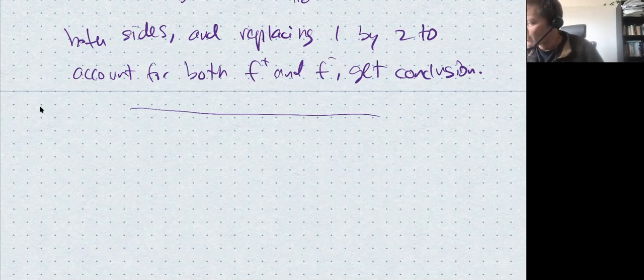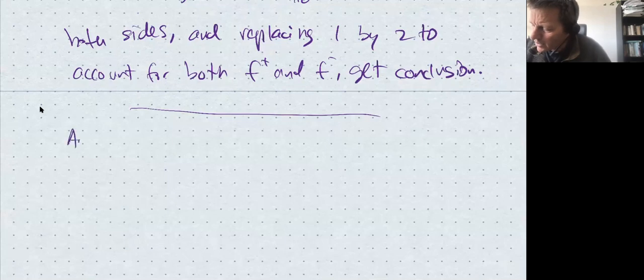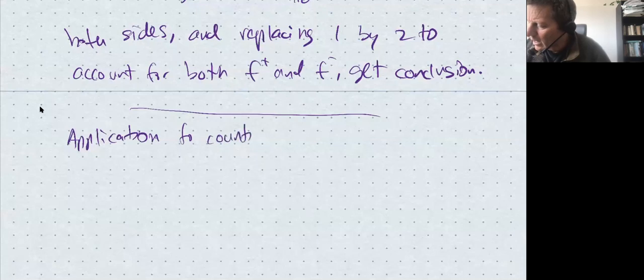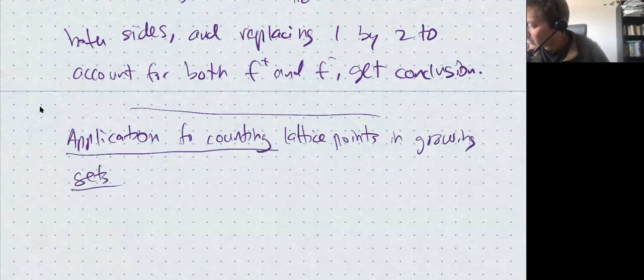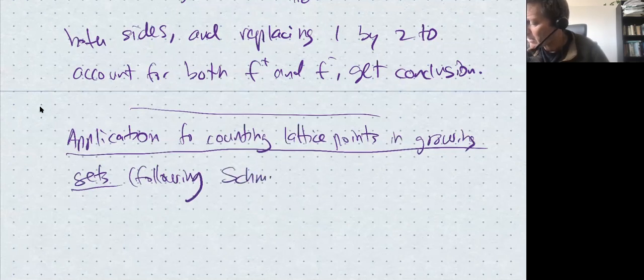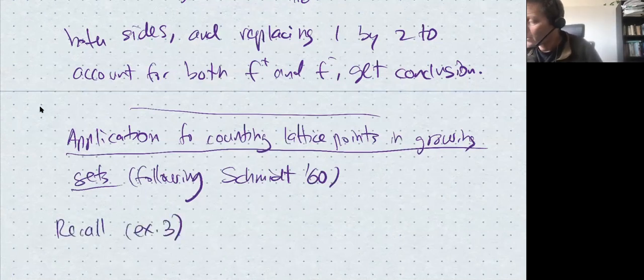And I guess I was hoping to prove it all today, but I think I won't have time, so we'll see. So let's recall, application to counting lattice points in growing sets, following Schmidt, from 1960. So recall we had an exercise. This is exercise 3 on your exercise sheet.